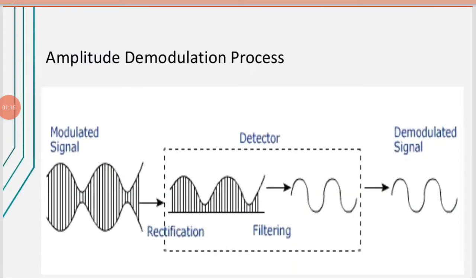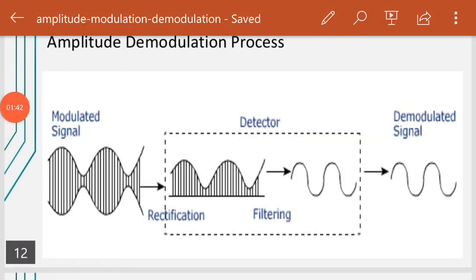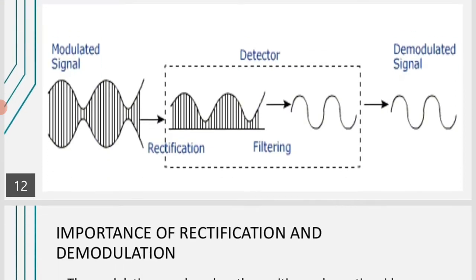In the next slide we see the amplitude demodulation process. How does demodulation work? Firstly, the amplitude modulated signal is given to the detector. The detector consists of a rectifier and a filter. The rectifier converts the AC to DC, and noise is removed from the modulating signal. After rectification, the filtering filters out the rectifier output, and after that the demodulated output is obtained. This is the demodulation process.